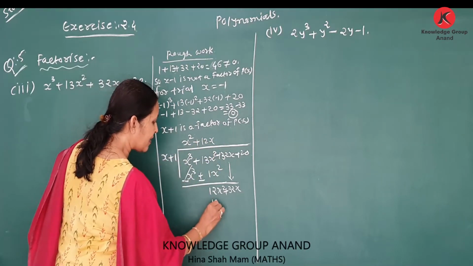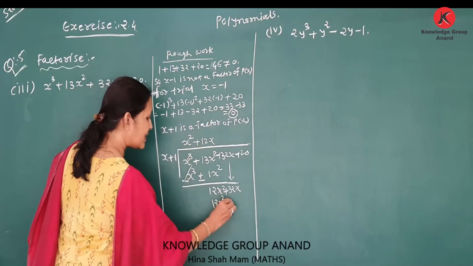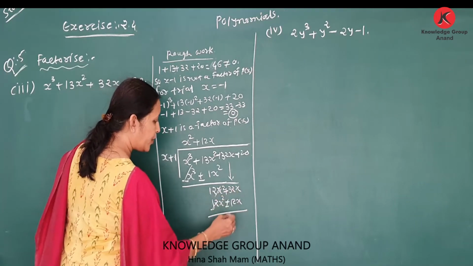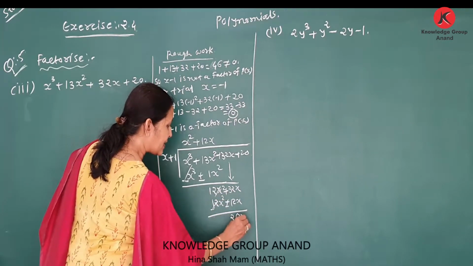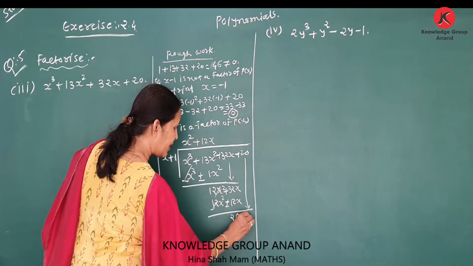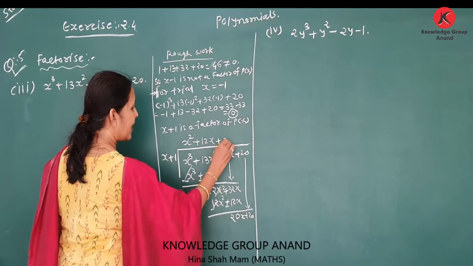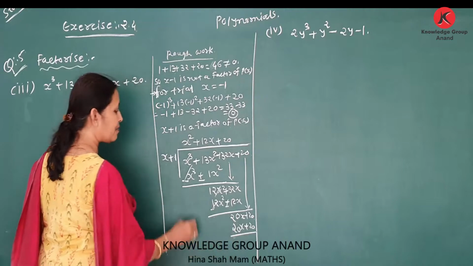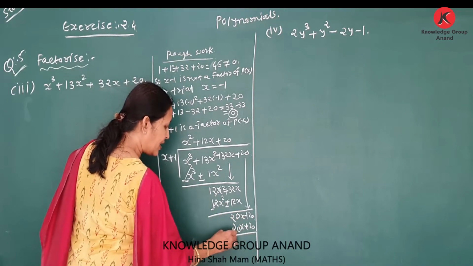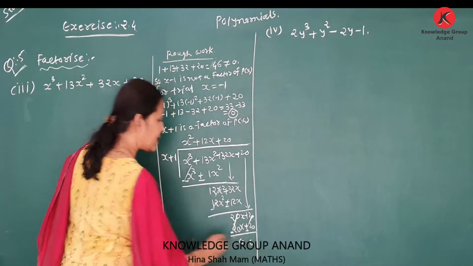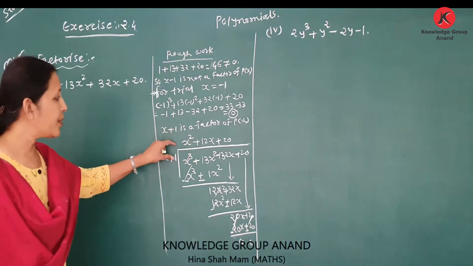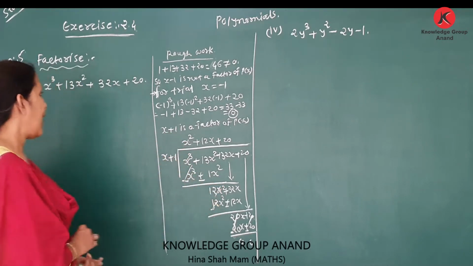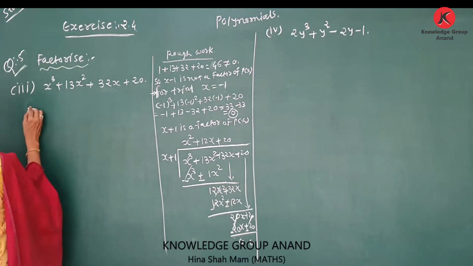12x into x, 12x square, plus 12 ones are 12x. Change the sign. 32 minus 12, 20x. Now our next term is 20 divided by... Quotient is 20. 20 ones are 20x plus 20 ones are 20. Change the sign. Remainder is 0. Clear? We do this method, we know the long division method. Now here we write the factors of this polynomial.